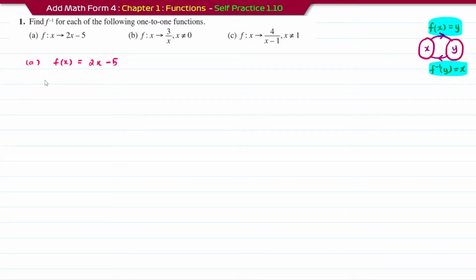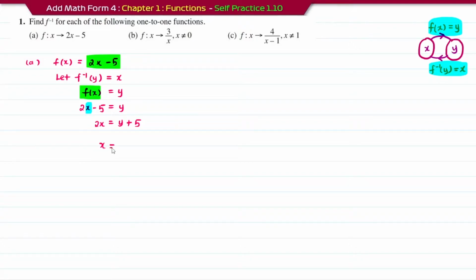So first, using the relationship that we have here, let the inverse of y equal to x. Therefore, the f of x will be equal to y. So the f of x here is equal to 2x minus 5. So I'm going to replace it for the f of x here. Next, we're going to let this x be the subject of the formula. So I'm going to move this negative 5 to the other side. So it will become y plus 5.